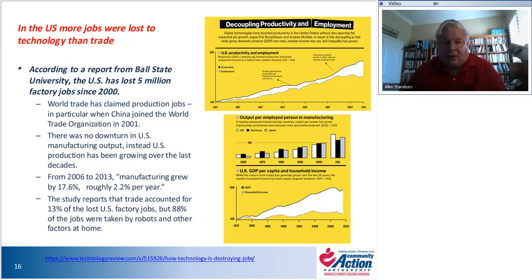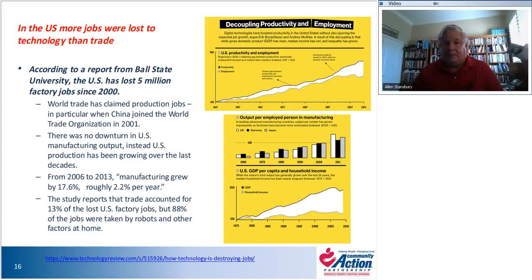And then they talk about the fact that China joined the World Trade Organization in 2001, which allowed tariffs to be lowered, but there was no downturn in U.S. manufacturing output. Instead, production has been growing. And between 2006 and 2013, their research showed that it grew by almost 18%, or about 2.2% a year. And their study shows that the trade accounted for 13% of lost factory jobs, but 88% of the jobs were taken by robots and other factors at home.